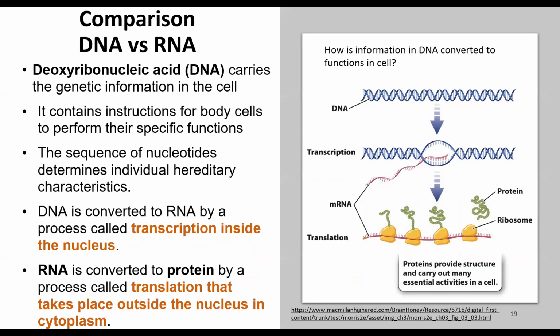Now we come to the part where we talk about how DNA is converted to RNA. DNA contains all this information. It is converted by a process called transcription to RNA. And that RNA, which is this red one, is then converted by translation to a protein. So DNA to RNA is transcription, RNA to protein is translation.